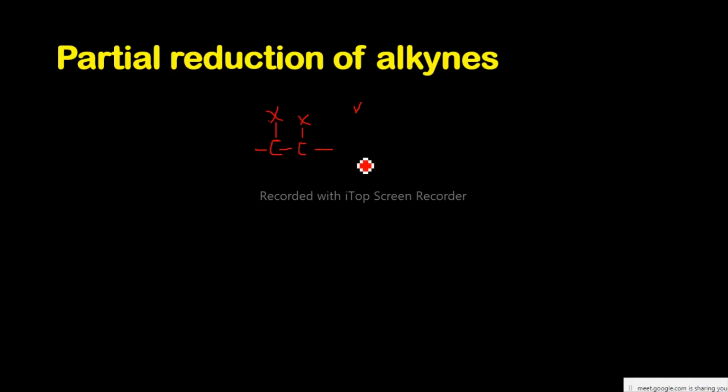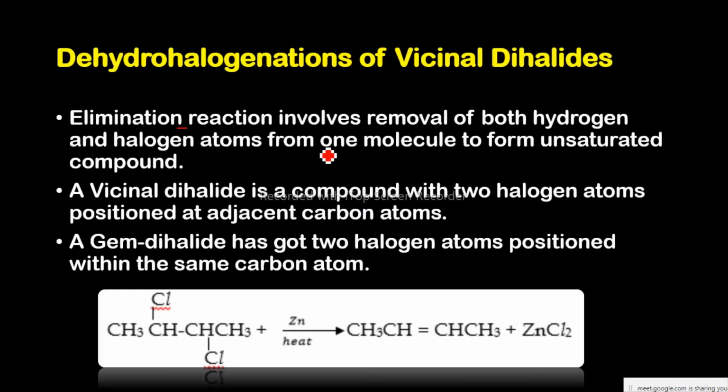But the other one is a gem dihalide, in which the halogen atoms are on the same carbon atom. So if the two halides are on the same carbon atom, then that one is a gem. But when they are on adjacent carbons, then that is a Vic or vicinal dihalide. So we can prepare alkenes from these Vic dihalides.